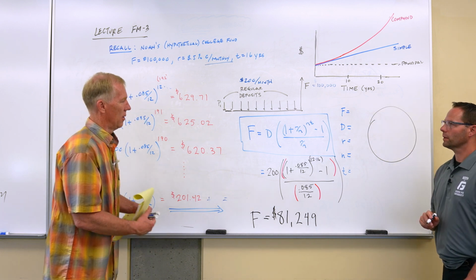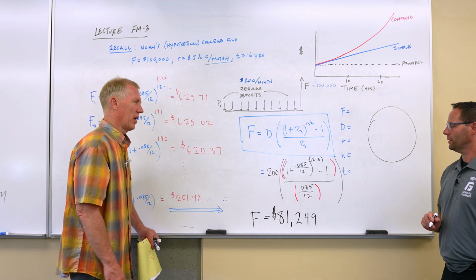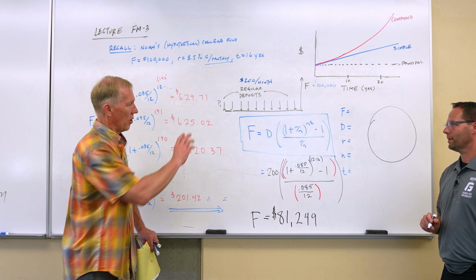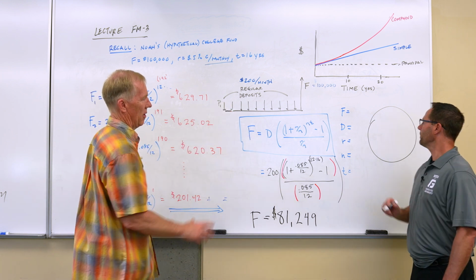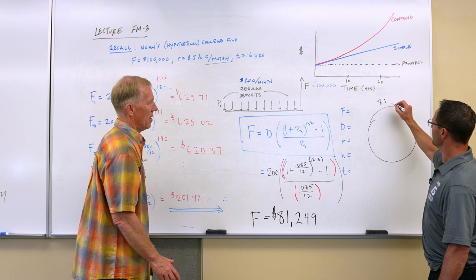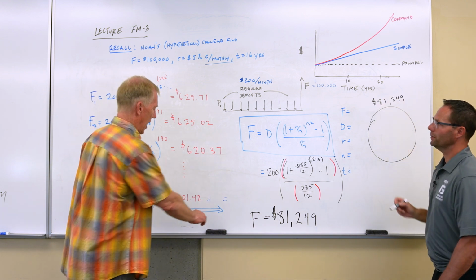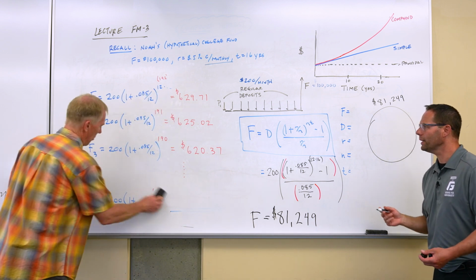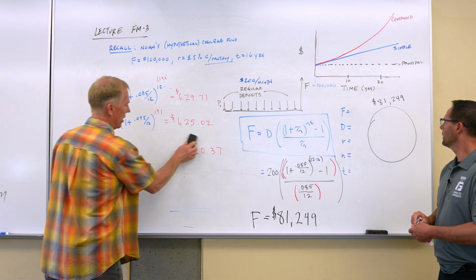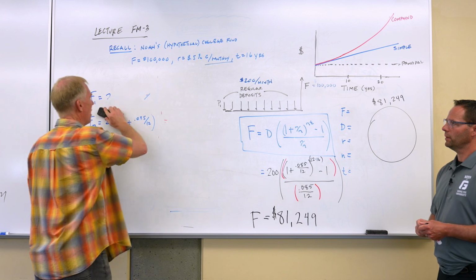There we go. Now, this is tricky because the first thing we know is the total pie is $81,000. That's the total pie. But we know it's divided into two parts, and one part is how much we put in, and the other part is how much the bank put in.